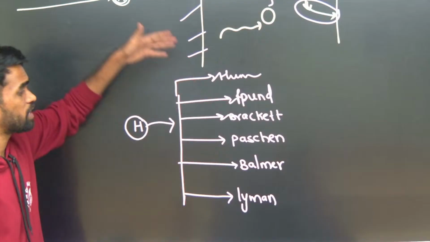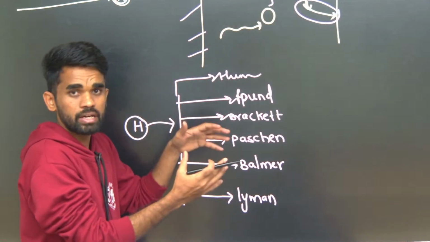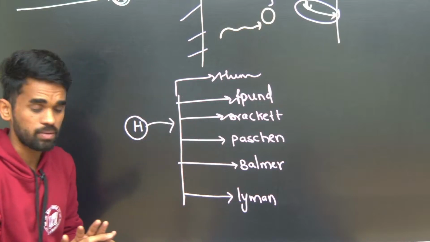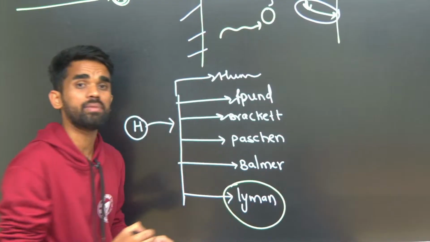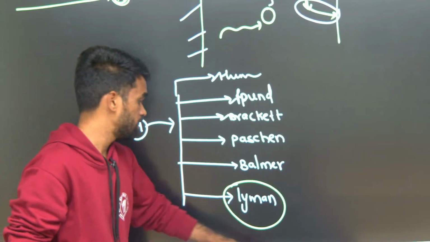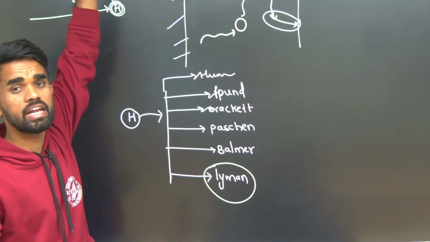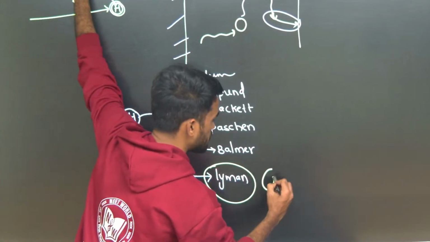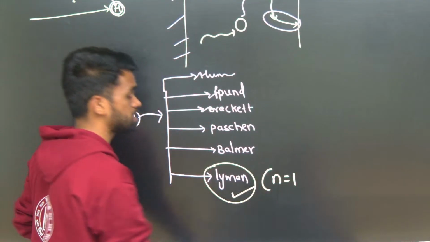So these are the different spectral series, which are grouped into different series of lines. Now, how can we say a line belongs to the Lyman series? Look here. When an electron is falling from any higher energy state to the ground state, that means n equals 1, that line belongs to the Lyman series.